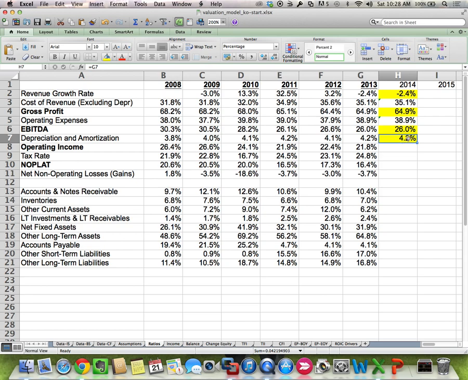Next, since I'm forecasting EBITDA and I'm forecasting depreciation, guess what I'm solving for? Operating income, operating profit. EBITDA minus DA equals EBIT, also known as operating income. I'm solving for operating income. Right? Now I could directly forecast operating income, but here's the thing.